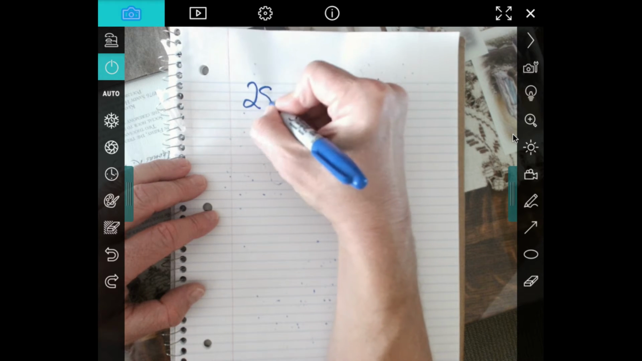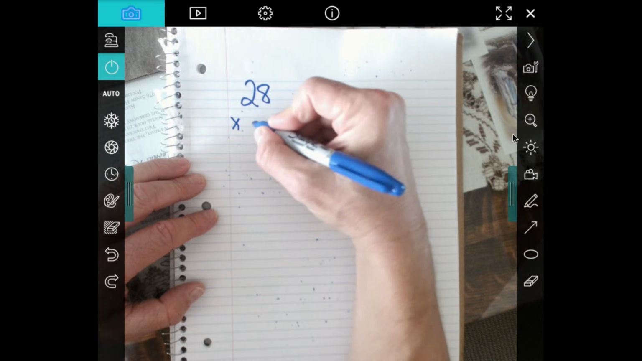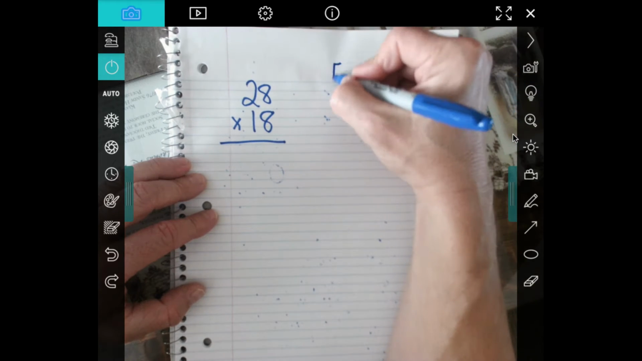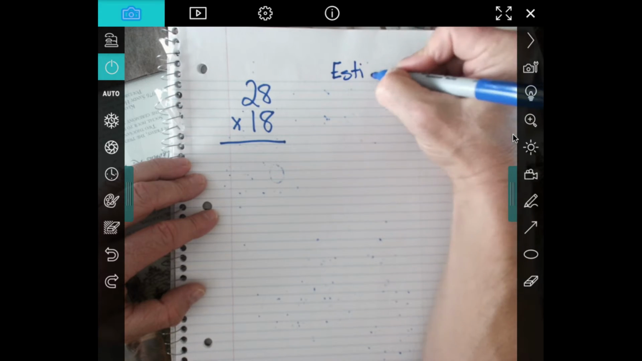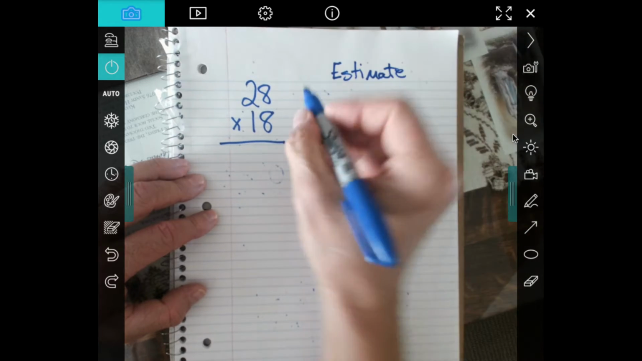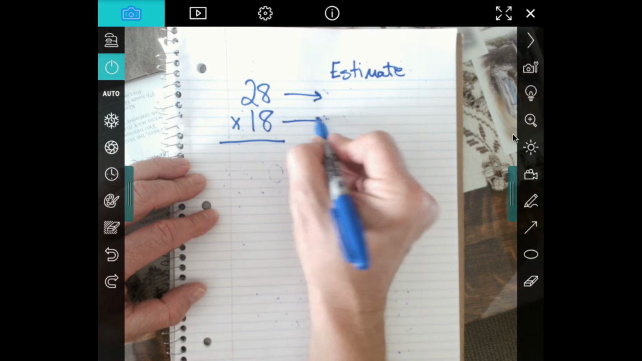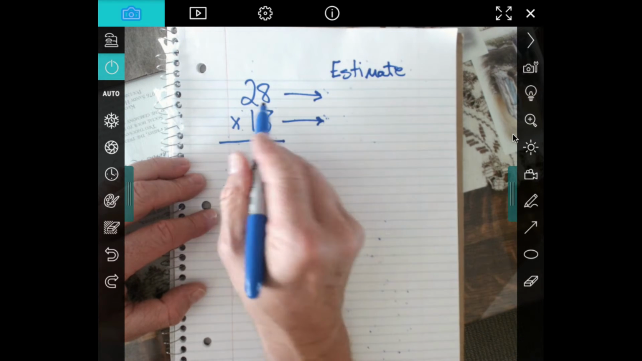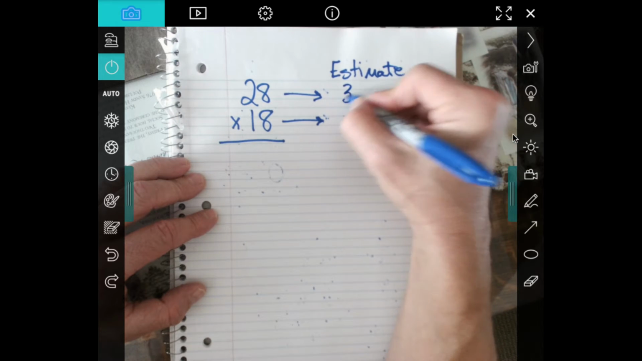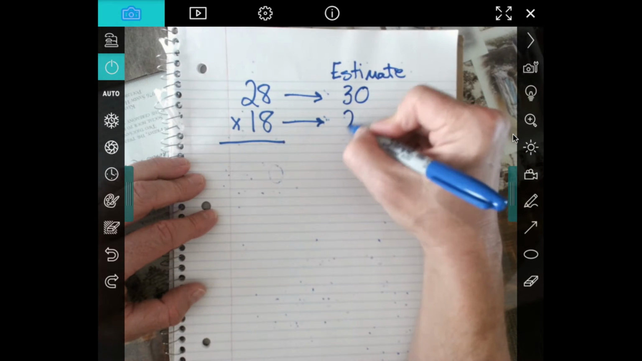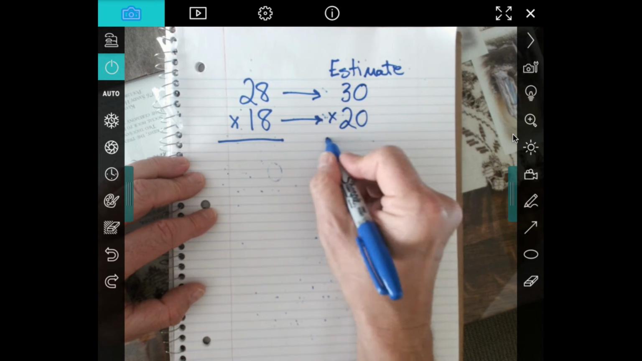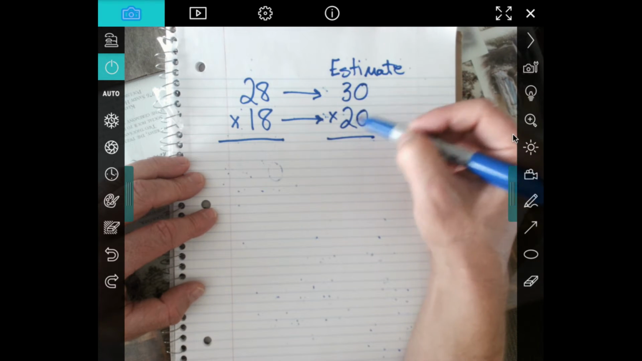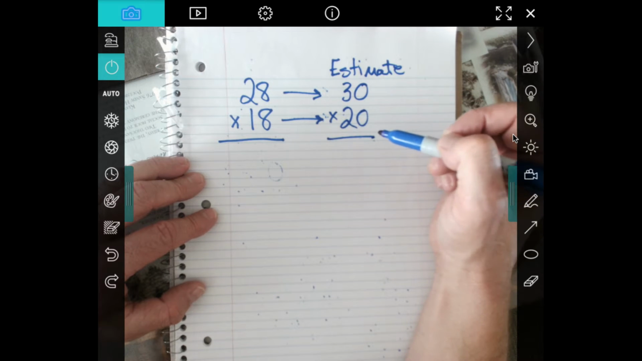So if we have 28 times 18, when we want to estimate, we will have to round both of these numbers to something easier to multiply by. So 28 is really close to 30 and 18 is really close to 20. So now what we have here is we've got two numbers ending in zeros, really easy to mentally multiply together.